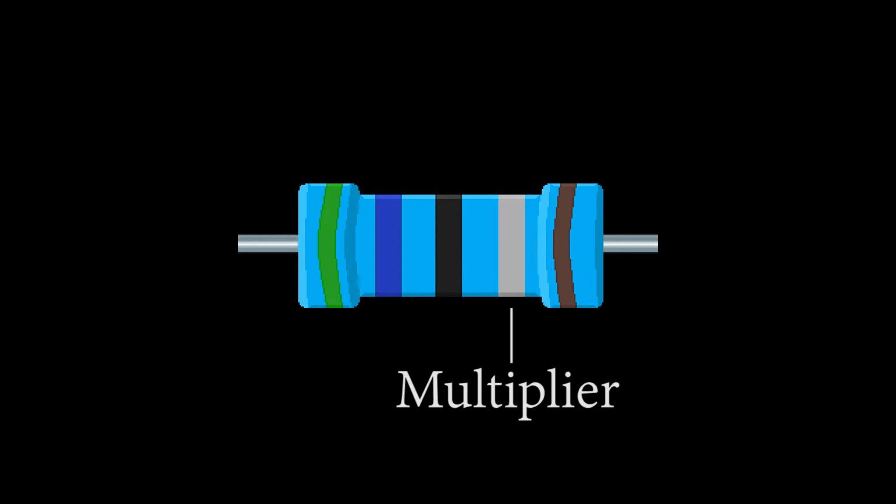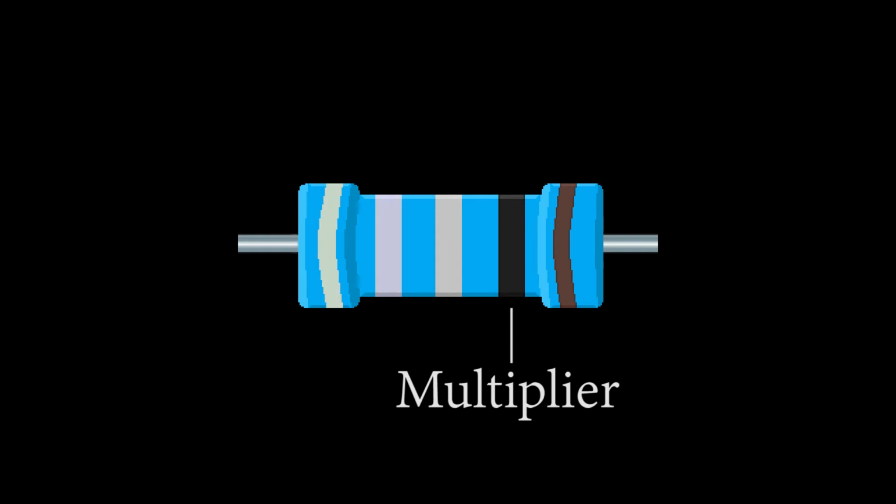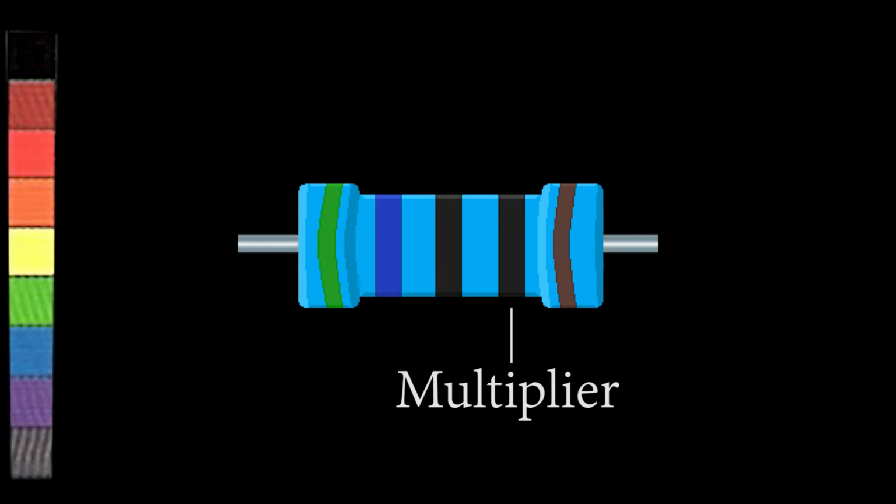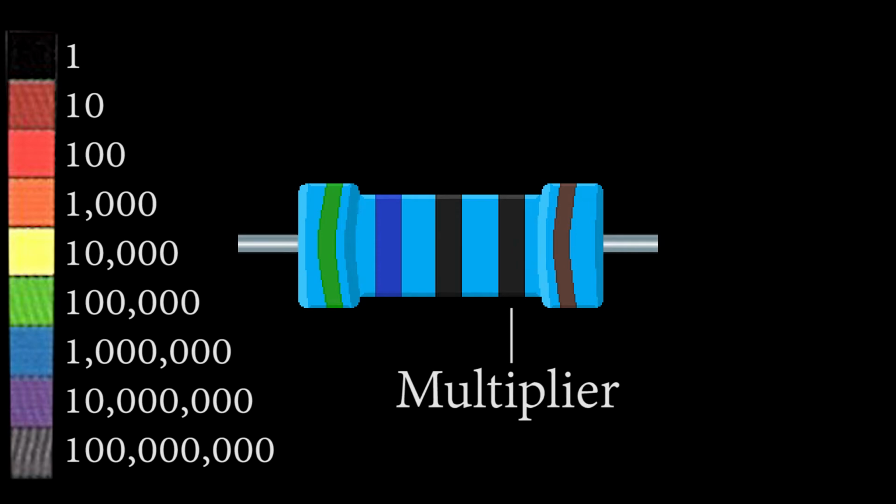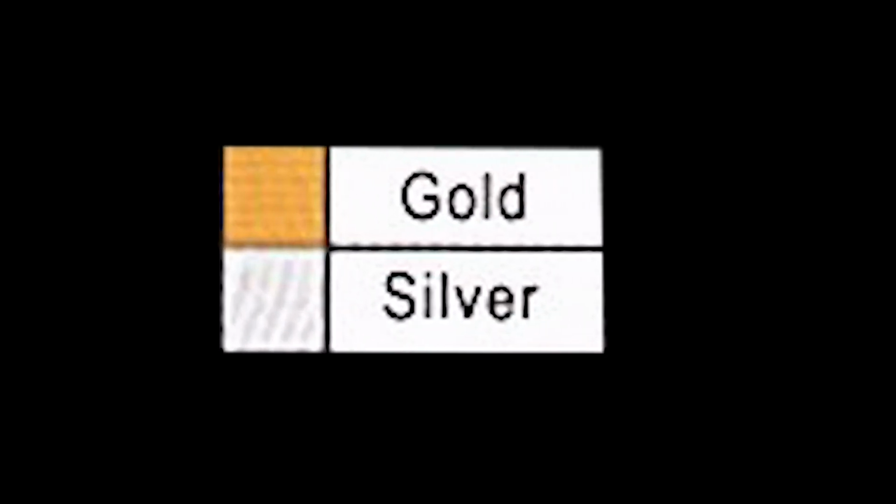The fourth band is the multiplier band, and it will multiply the value of the first 3 bands by a specific amount. The multiplier starts at 1 for black and gets 10 times bigger with each color shift. Check the screen again for which color represents the multiplication value you want. Additionally, we have 2 new colors, gold and silver. A gold band means a 0.1 times multiplier, and a silver band means a 0.01 times multiplier.